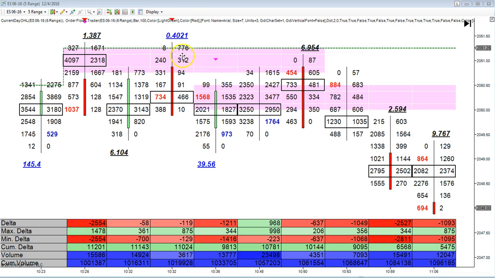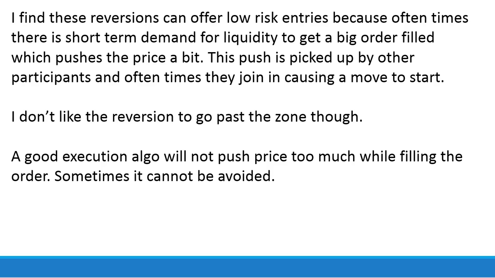But I do like when it holds back at these levels. When it holds back to the initial bar. Sometimes it may go back through it by a tick or two, and that's fine. I can accept it. The market's going to do what it's going to do. I'm not using this as a dead stop level, where if it hits this level and gets through it by a tick, the world's coming to an end and I have to get out of the position. No. Now again, that said, I don't like reversions that go past the zone though.